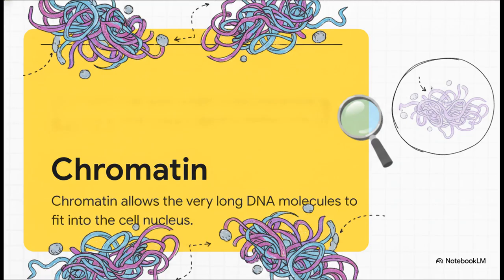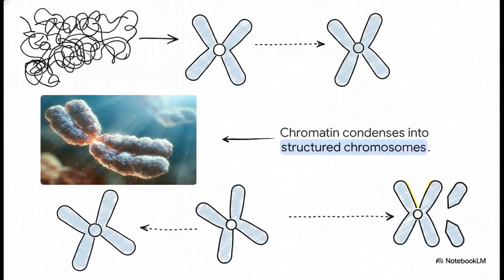To put that into perspective for you, if you stretched it all out, the DNA in a single cell would be about 2 meters long. But during its normal day-to-day life, this chromatin is pretty loose and uncoiled. Think of it kind of like a tangled bowl of microscopic spaghetti. But when the cell actually gets ready to divide, that loose chromatin condenses into these highly structured, robust chromosomes.